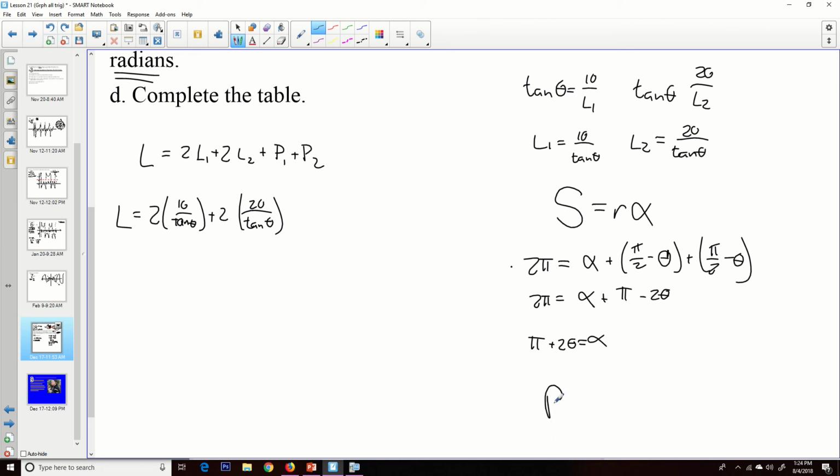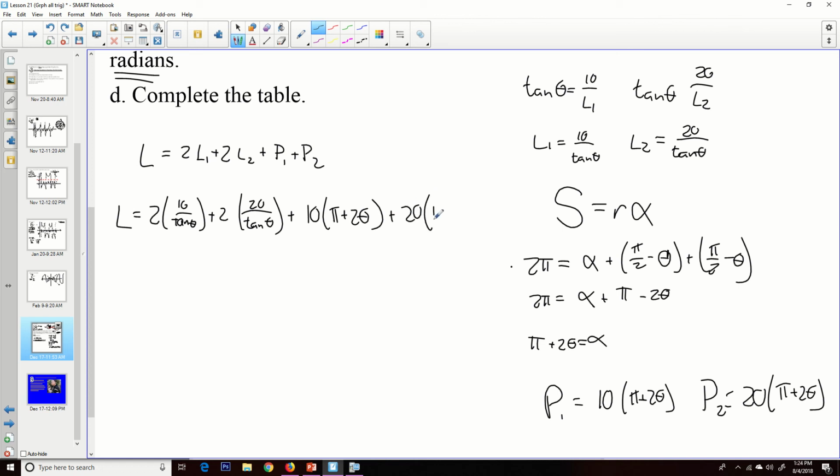Let's do it this way. P1 will equal 10 times the quantity pi plus 2 theta, and then P2 will equal 20 times the quantity pi plus 2 theta. All right, so let's plug that in. So 10 times pi plus 2 theta plus 20 times pi plus 2 theta. That's our L. Now, if you wanted to, you could leave it like that. That's not a big deal.